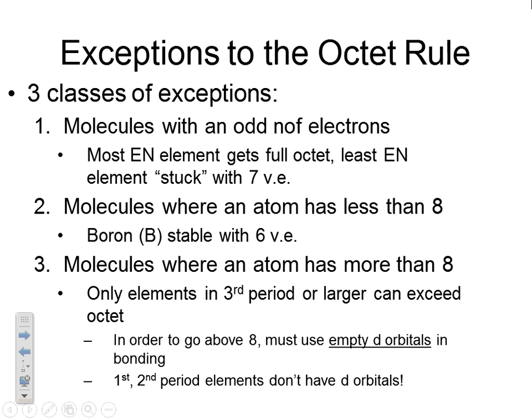Exceptions to the octet rule. So in Regents chemistry, you're basically taught that if you broke the octet rule, you'd be tried and hung for chemistry murder, basically. That's really, really not true. So there are many ways that we can break the octet rule. You just have to know when it's allowed.